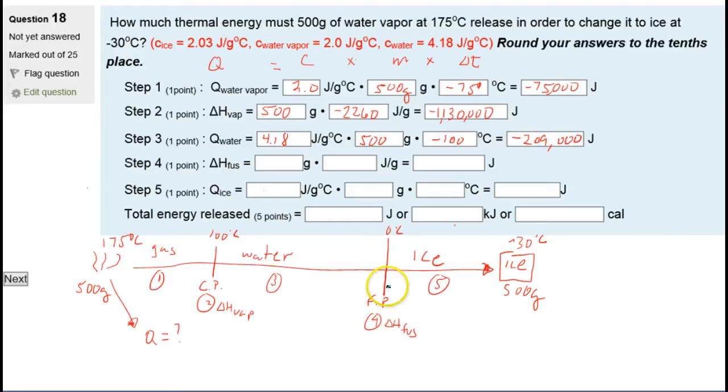Now I need to figure out the heat of fusion. That's the amount of thermal energy it's going to take to freeze this water. So the way I do that is by taking the mass, which is 500 grams, times the heat of fusion for water, which is 334 joules per gram. Another number that you're going to have to memorize. And this will be negative because we're going from water to ice. And I get -167,000.